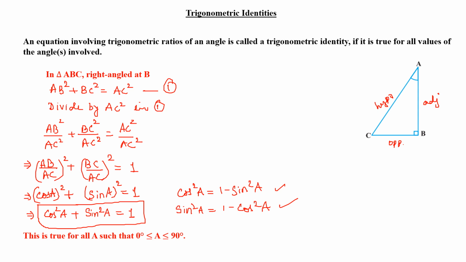And this is true for all values of A, and the value of A can be taken from 0 to 90 degrees, including 0 and 90 degrees. For all the angles from 0 to 90 degrees, this identity will be true. So this is your first identity. Now I am moving to the second identity.